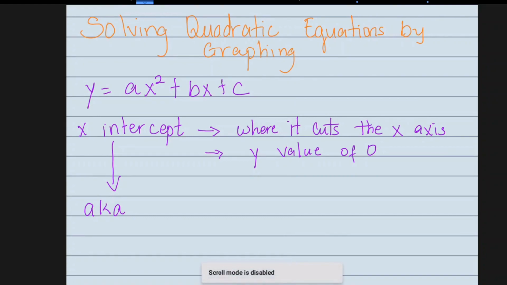Now, your x-intercept, this is where your graph, yes, your function cuts the x-axis. Your x-intercept is also your y value being 0, okay? So if I do a rough sketch of a parabola or quadratic function, this is my x-intercept. This is also my x-intercept. Why? Because it cuts the x-axis.